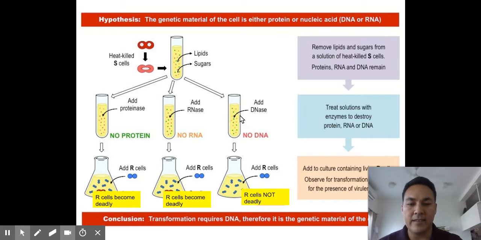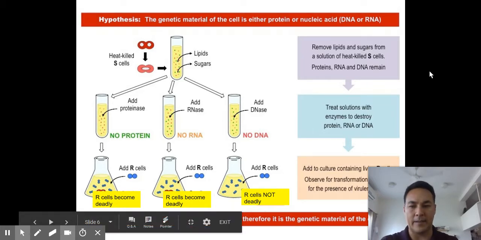Right? This was interesting because you added the DNase, you added the R cells. The R cells were not deadly. So let's think about what that means. If you chop up all the DNA in the sample, it means that whatever was passed between the S cells and the R cells doesn't happen. The DNA isn't passed between them, and the R cells are not transformed. In other words, he's able to prove that transformation requires DNA. DNA is the genetic material of the cell. That's a tough one. You should go back through that one a couple of times and check it out.